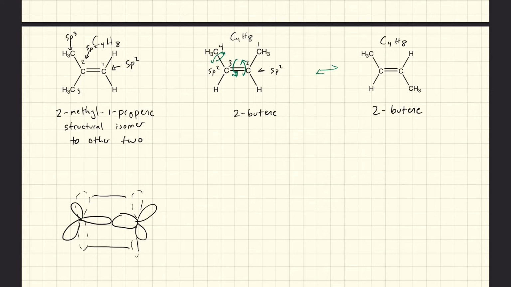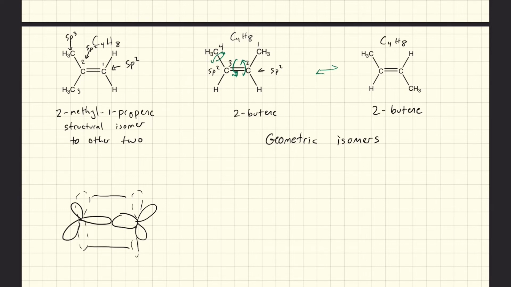Okay, they are isomers to each other, but they have the same connection, right? They're both 2-butene. These are what's called geometric isomers. Okay, so geometric isomers.